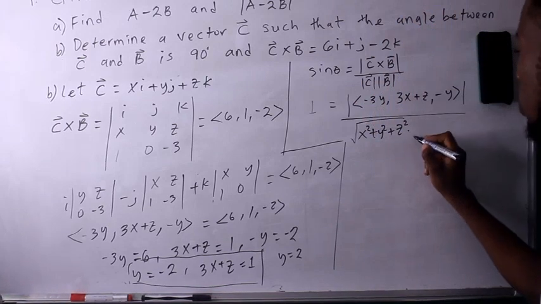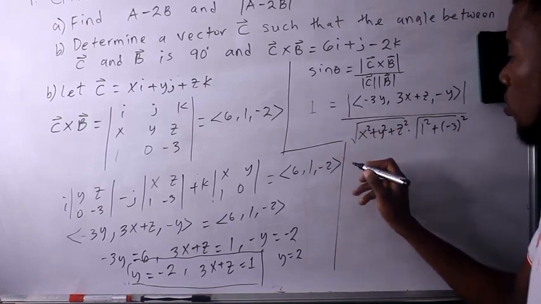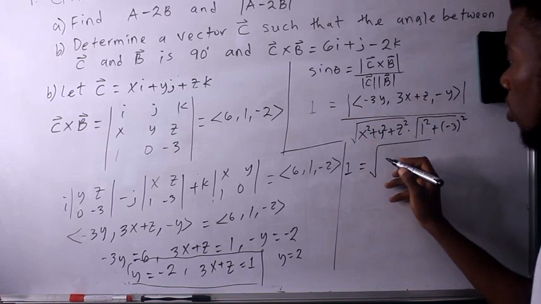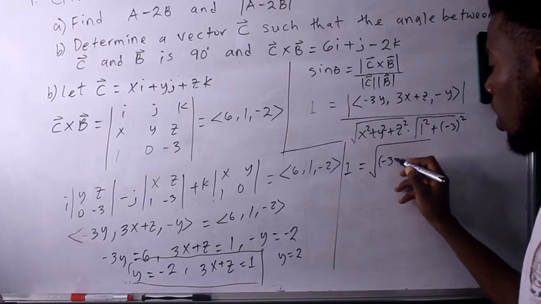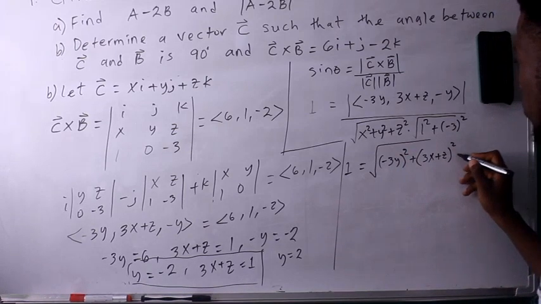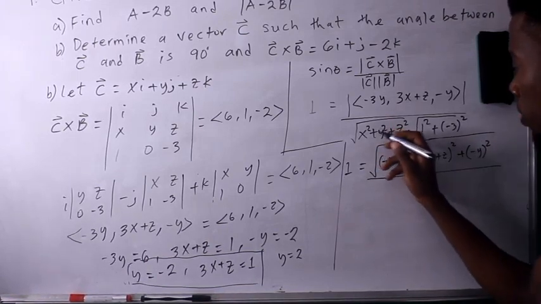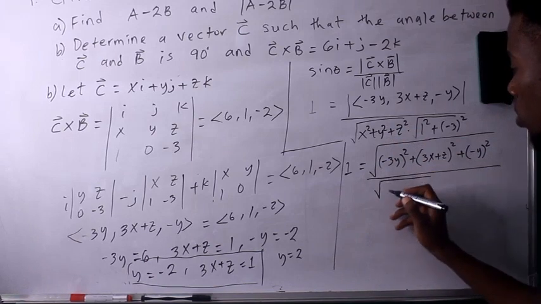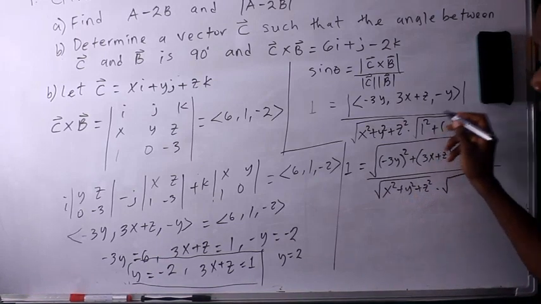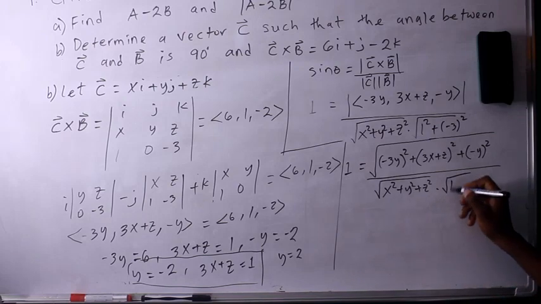This is B, so it will be the square root of 1 squared plus negative 3 squared. So 1 is equal to, we find the magnitude of this entire thing, we have the square root of negative 3y all squared plus 3x plus z all squared plus negative y squared, all divided by the square root of x squared plus y squared plus z squared times the square root of 1 squared is 1, negative 3 squared is 9, 1 plus 9 is 10, so this is the square root of 10.